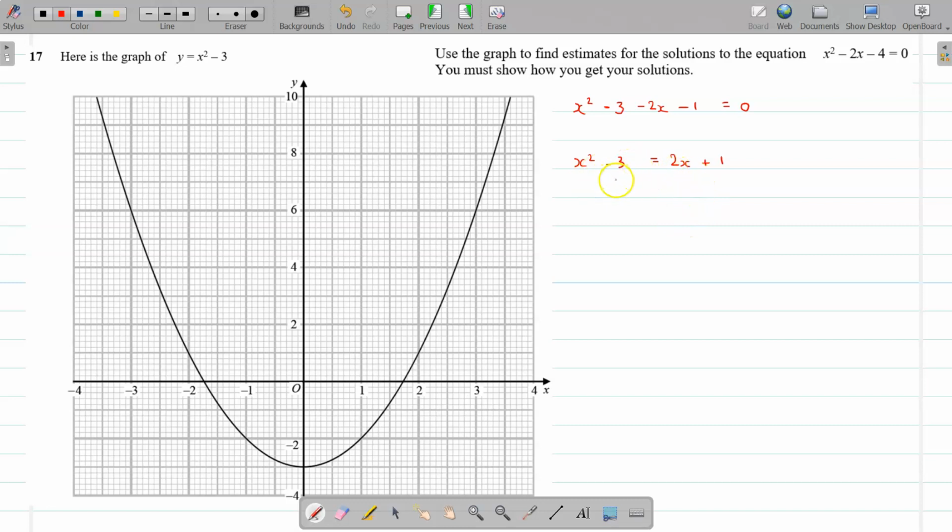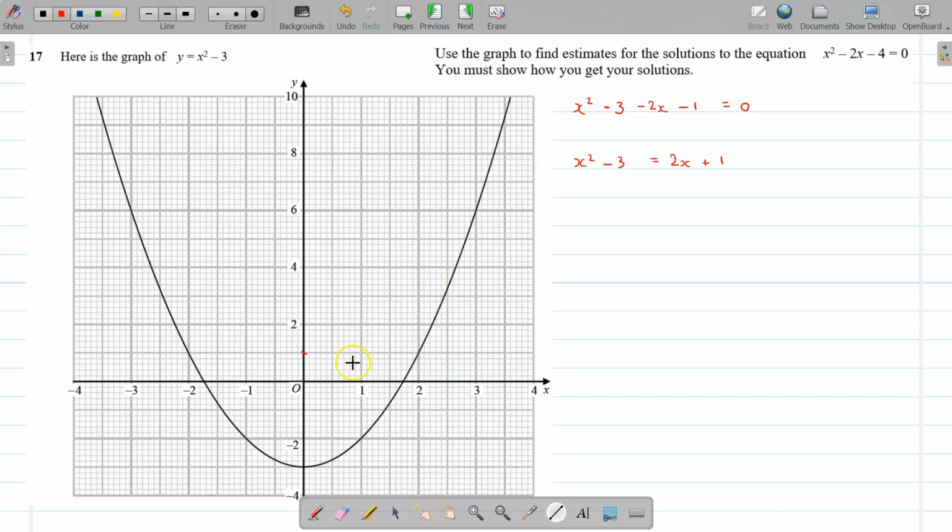And so what I can do is I've got the line x squared minus 3 already drawn on the graph for me. If I now draw the line with equation 2x plus 1 on the same graph, then I can look at where the two intersect, and that's going to be the solutions to the equation. So the line 2x plus 1 goes through the y-axis at 1 there, and it has a gradient of 2.